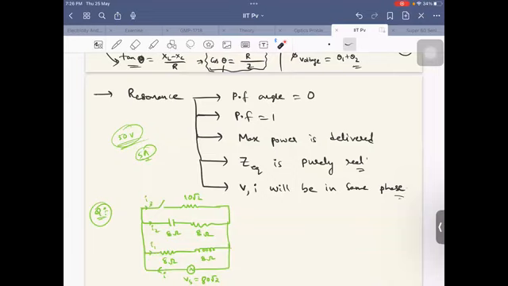Sir, is 80 root 2 an RMS value or a peak value? That's what I told. If they're not mentioning anything, if they're just giving it like this in the diagram, this is the RMS value. If nothing is mentioned, remember it is always the RMS value. Otherwise, they'll clearly mention the peak value. Okay, is this much clear?